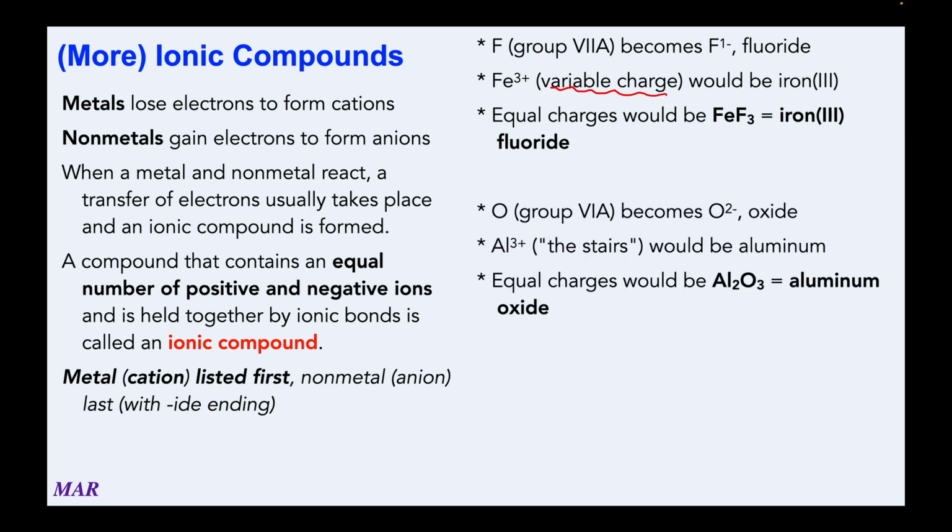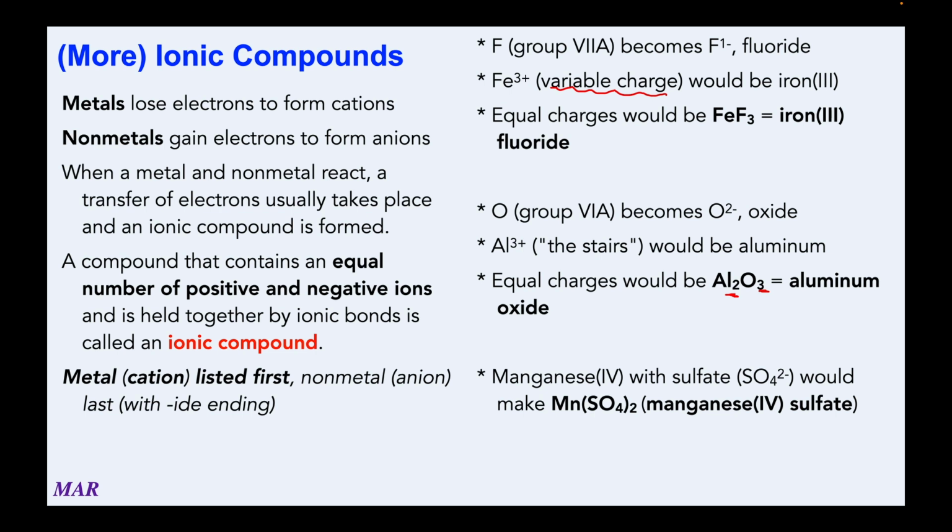Oxygen and aluminum. Aluminum is fixed charge, +3. Oxygen's -2 because it's group 6, 6 - 8 is -2. If you combine those two together, 3 times 2 have a common denominator of 6. So if you want to figure out how many oxygens, common denominator 6 divided by the charge 2, you're going to need 3 oxygens. And 6 divided by charge on aluminum 3 gives you 2 aluminums. So Al2O3, aluminum oxide.